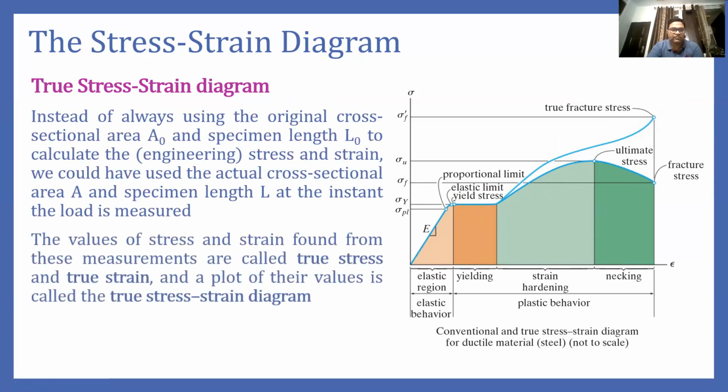and that is what I have mentioned here. So the values of stress and strain found from these measurements are called the true stress and true strain, and we plot their values, and it is called the true stress strain diagram. So this is referring to the true stress strain diagram.